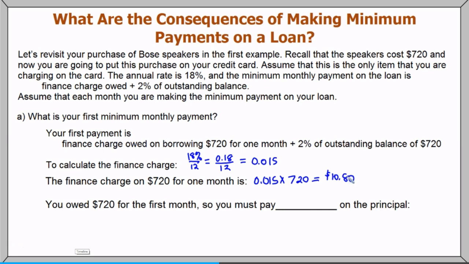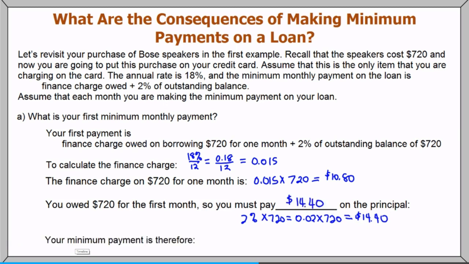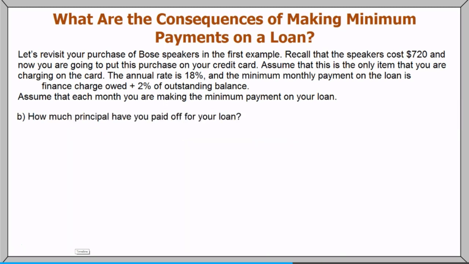Since you owed $720 for the first month, then you must pay 2% of 720, or 0.02 times 720, which is $14.40 on the principal. Your minimum payment then includes the interest plus the principal, which is $10.80 plus $14.40, which is equal to $25.20. Part B asks, how much principal have you paid off for your loan?